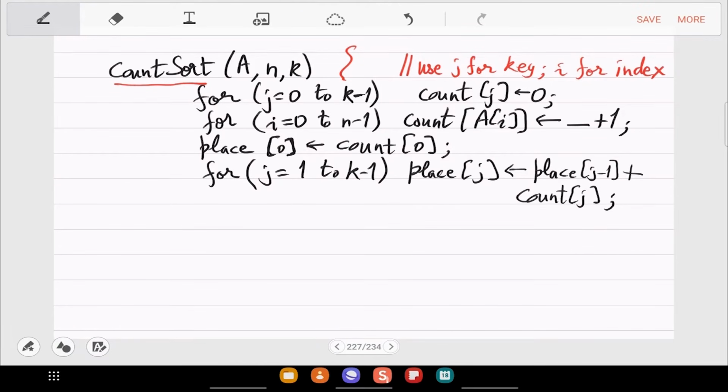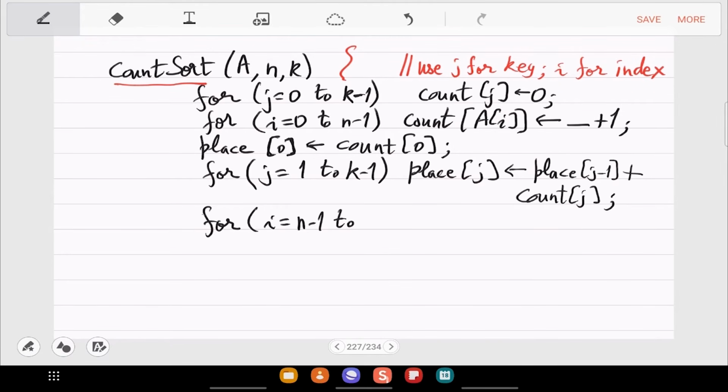So those arrays are now correctly calculated. By induction, place j minus 1 is correct. Once it is correct, then you add the next value of count, and that becomes the next value of place. So this will give you the correct array place ultimately. And then you output.